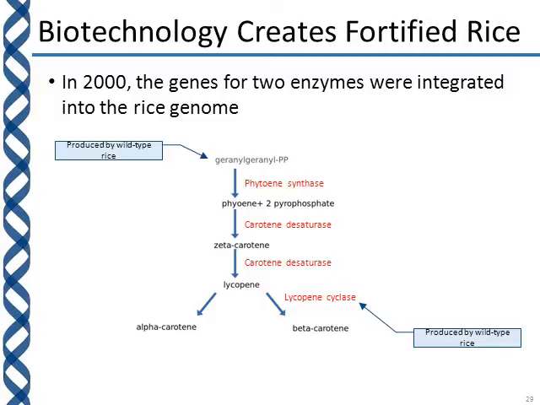So one can use these biotechnology methods to create fortified or genetically enhanced rice. In 2000, the genes for two enzymes were integrated into the rice genome. Here we show the pathway which leads to the formation of alpha and beta carotene. You have the geranylgeranyl pyrophosphate, which can ultimately be converted into lycopene, which is then enzymatically converted into alpha and beta carotene.